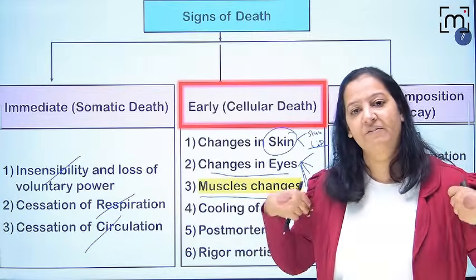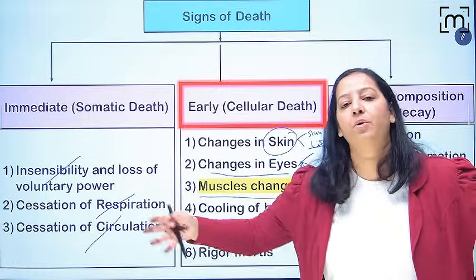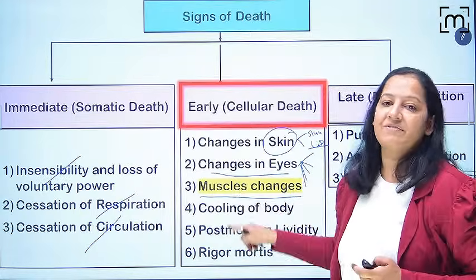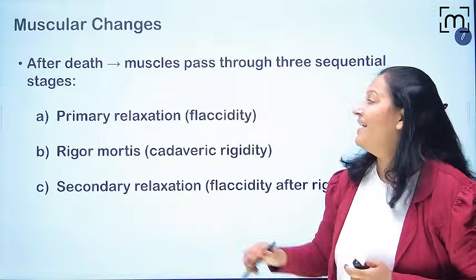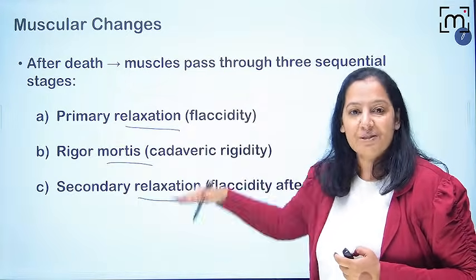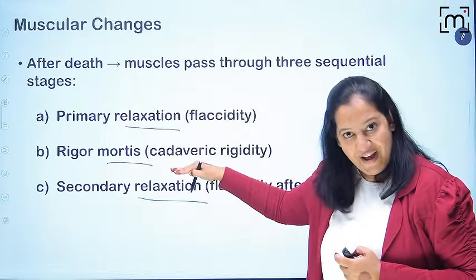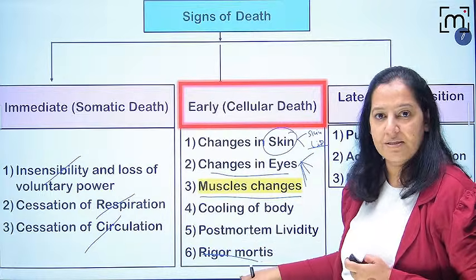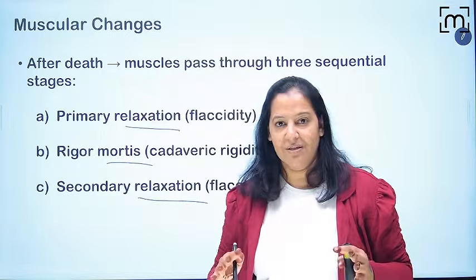What happens to muscles after death? You tell me, do muscles relax or contract? Give a guess. So 3 things occur. Initially relaxation, then contraction, then again relaxation. First primary relaxation, then contraction, which is known as rigor mortis. That is my last change over here, rigor mortis. And then again relaxation.